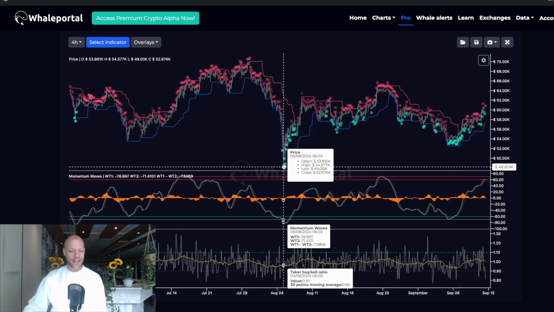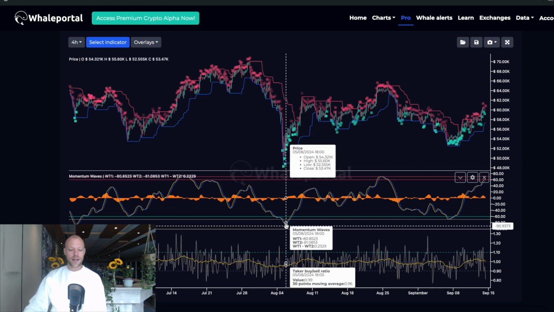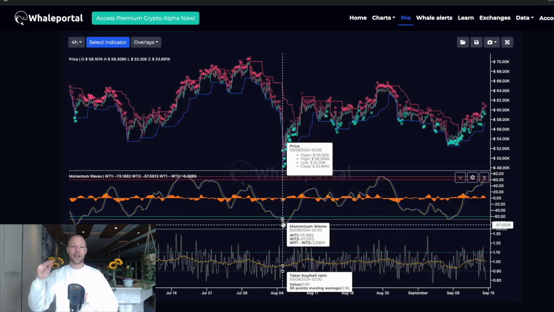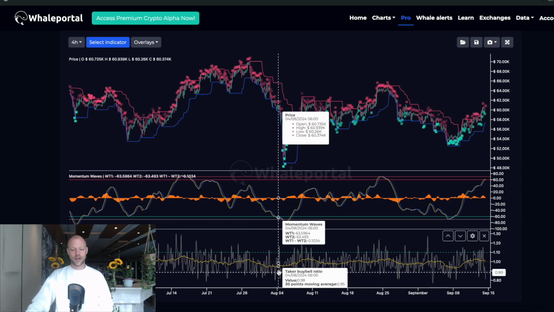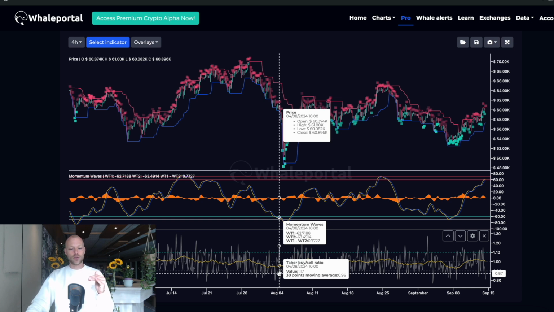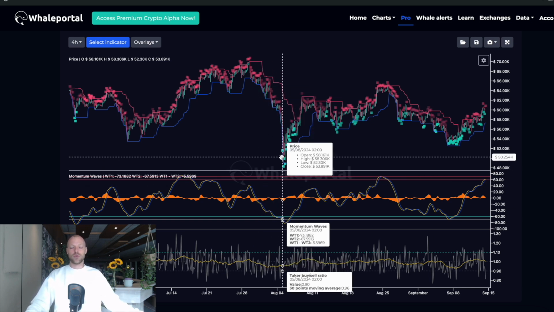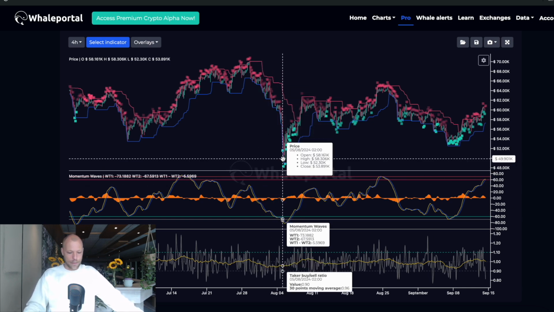Here we also have a perfect example. Price came down, we get buying pressure, we get a bullish cross on the momentum wave from oversold. Then when we have a look at the taker buy sell ratio, it is again below neutral. So again, most people are trying to short the exact bottom.